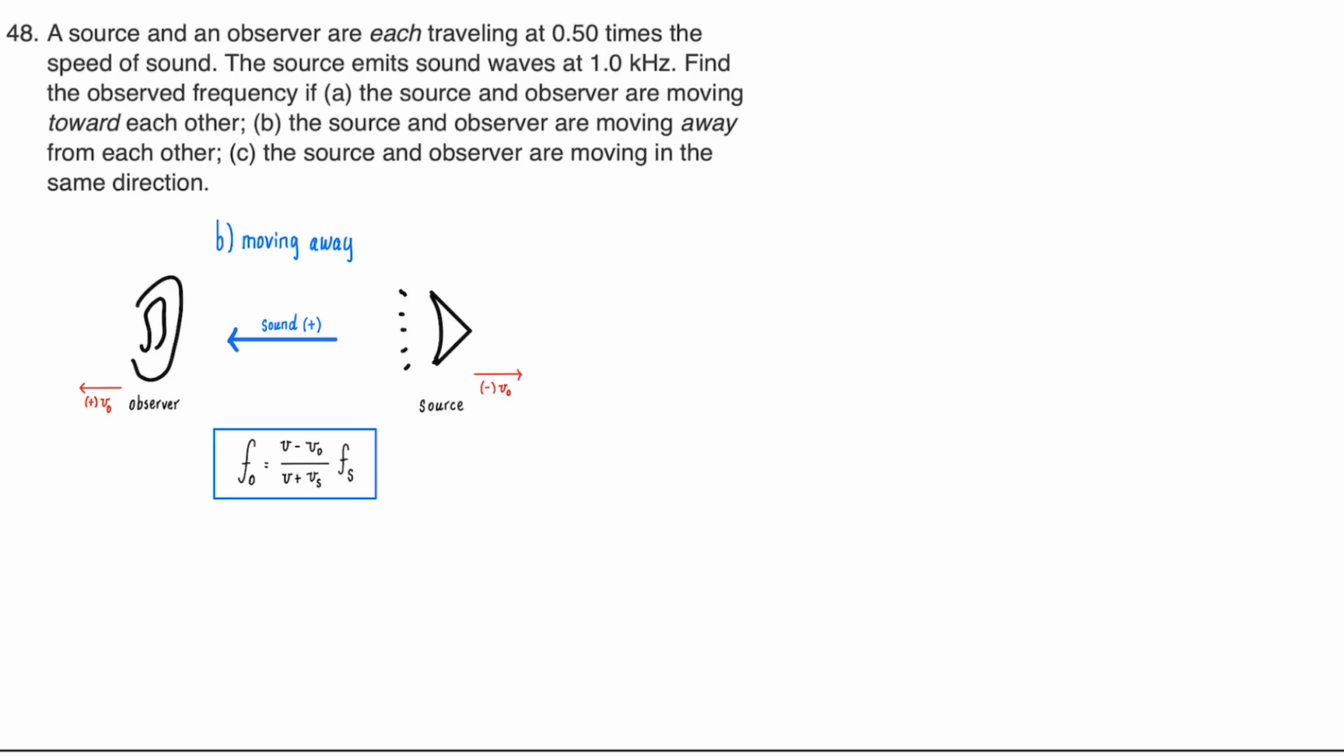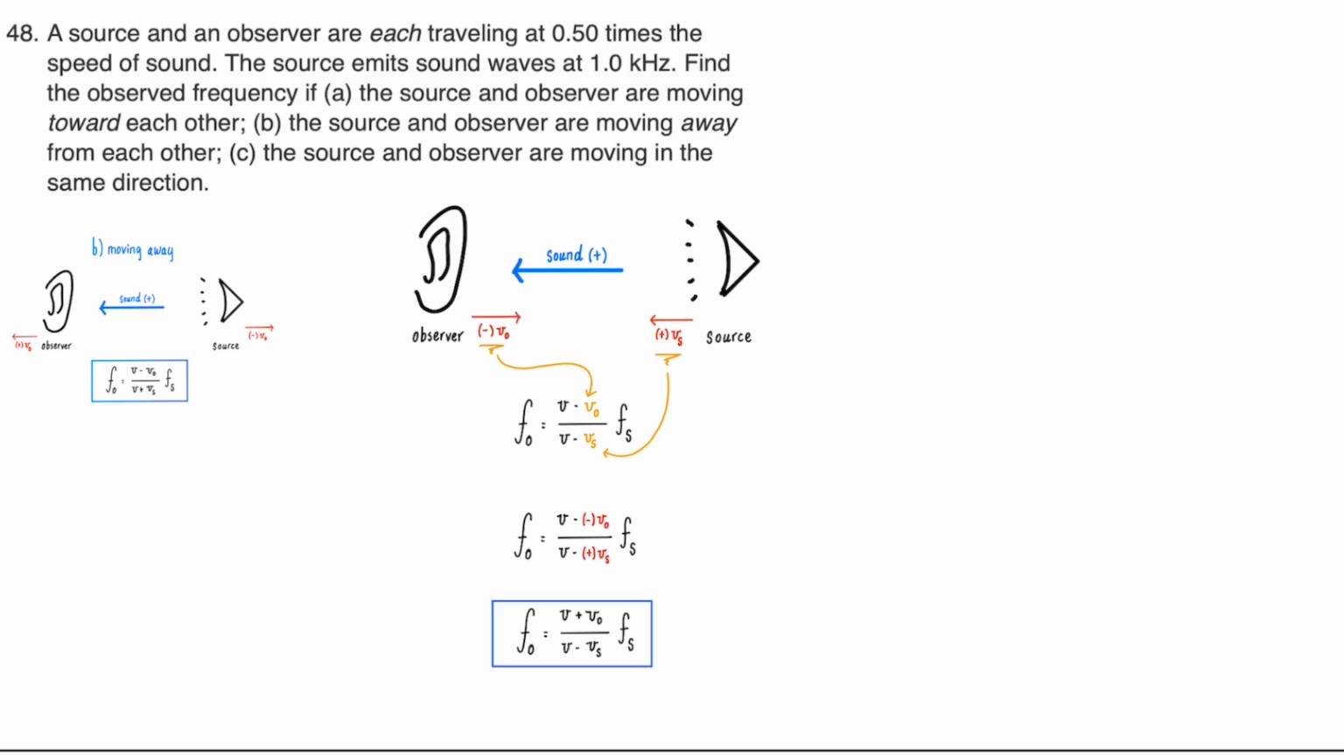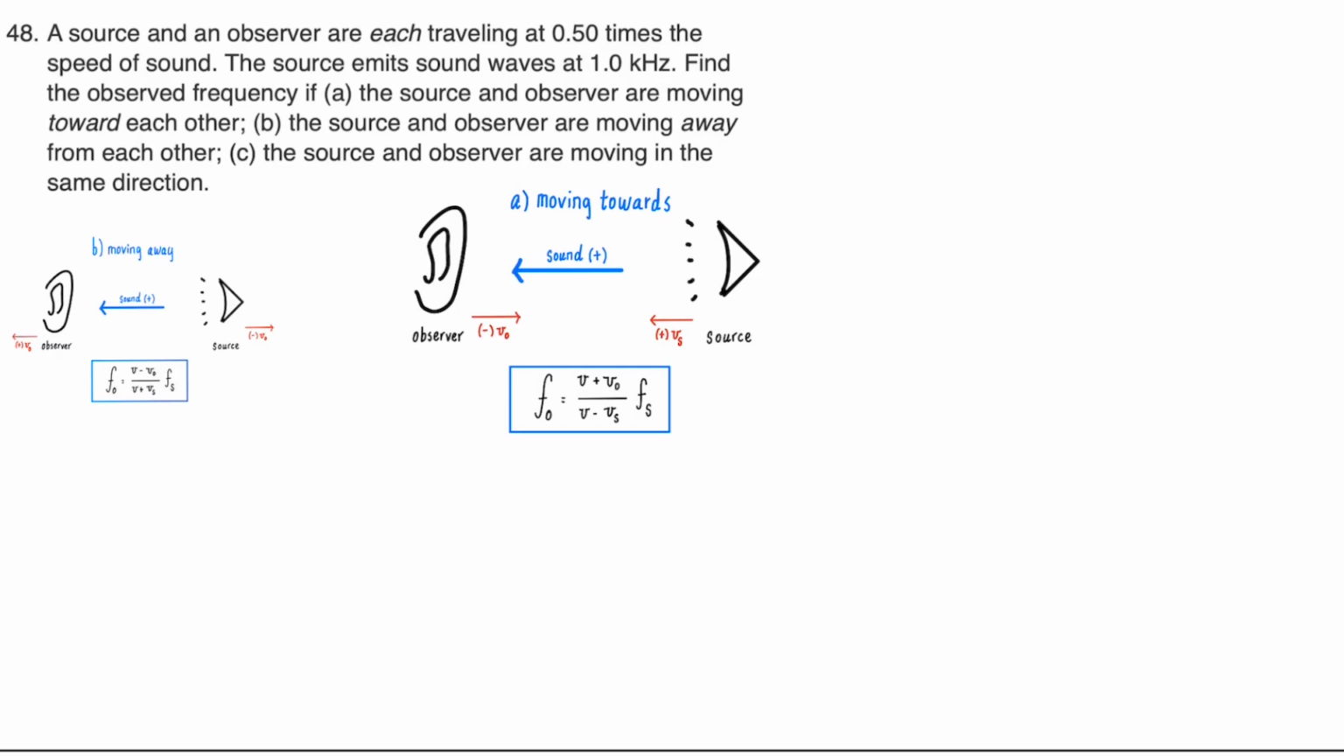Now what happens if they're moving towards each other? In that case, we flip the signs around because now our observer is traveling towards the right, in the opposite direction that the sound is propagating in. So it's going to get a negative sign, whereas our source is going to be moving in the direction that the sound is traveling at, so it's going to get that positive sign. So now, plugging these values into our Doppler equation, we get the formula that I've written in the blue box. So this is what happens when the source and observer move towards each other.